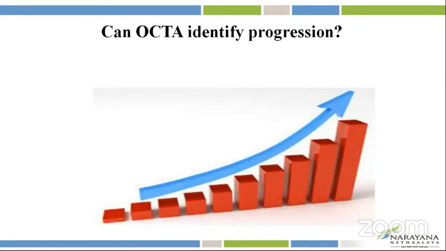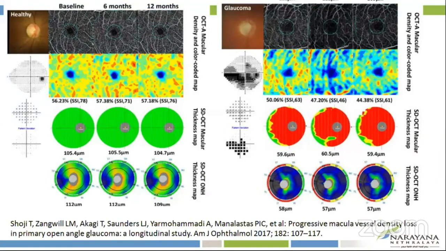Coming to our next question, can OCTA identify progression? This was a study by Shoji et al., who did a longitudinal study comparing the rate of macular vessel density loss in POAG and in healthy eyes. They found that the rate of vessel density loss was significantly different from zero in the POAG eyes compared to healthy. However, the rate of GCC loss was not significant in any of the groups. If you can see in this, the vessel density has dropped from 50 to 44, but there was no significant change in the RNFL or the macular thickness. This study was done for a short period of around 12 months.